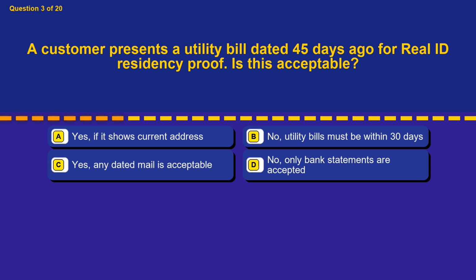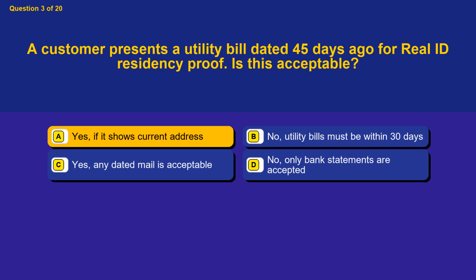Question 3. A customer presents a utility bill dated 45 days ago for Real ID residency proof. Is this acceptable? Option A, yes, if it shows current address. Option B, no, utility bills must be within 30 days. Option C, yes, any dated mail is acceptable. Option D, no, only bank statements are accepted.